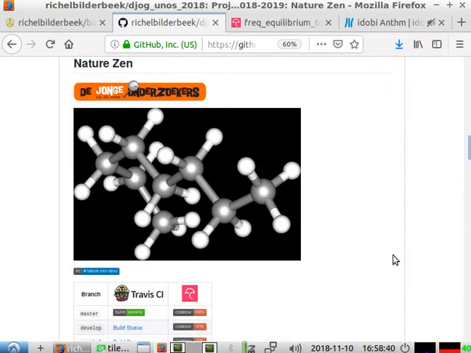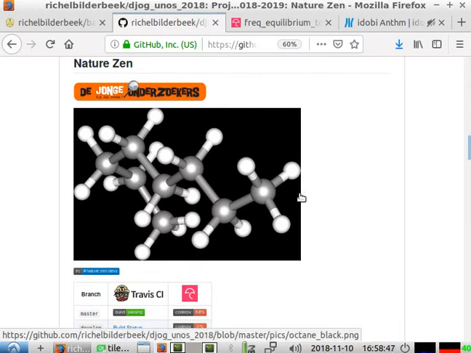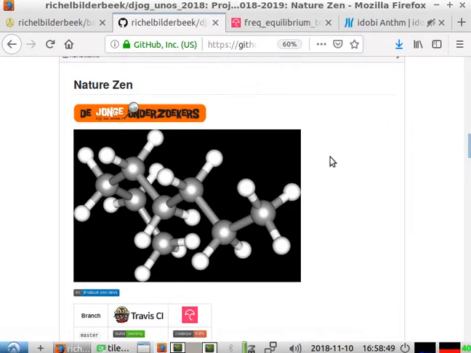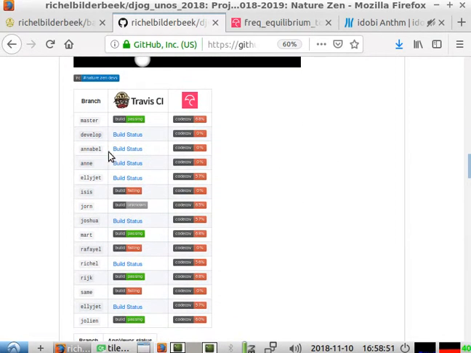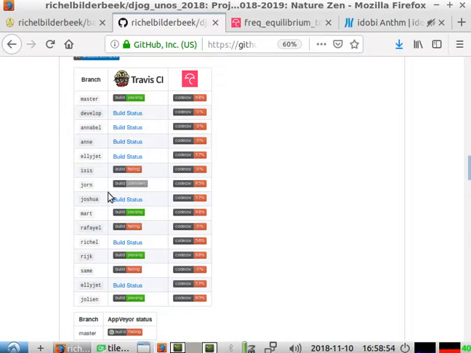Hey, hello. I would like to showcase our current version of Nature Zen. It is the 10th of November 2018. And well, there's a logo already. The team is still growing, although there are some duplicates here.